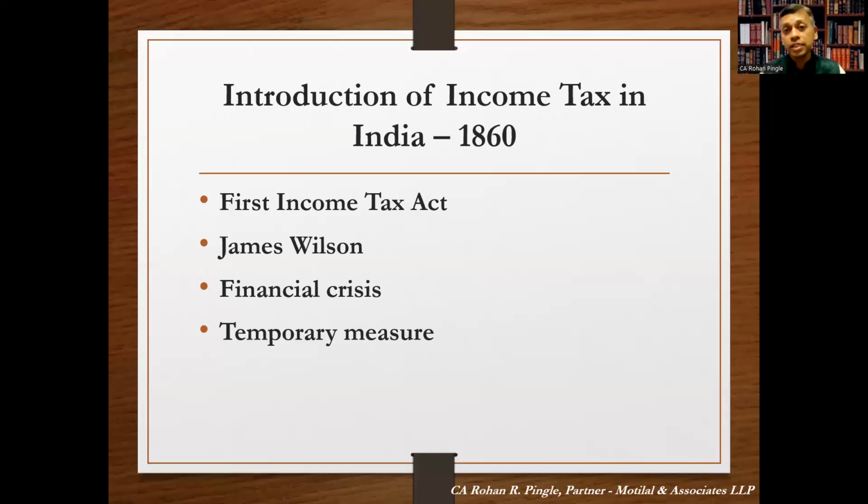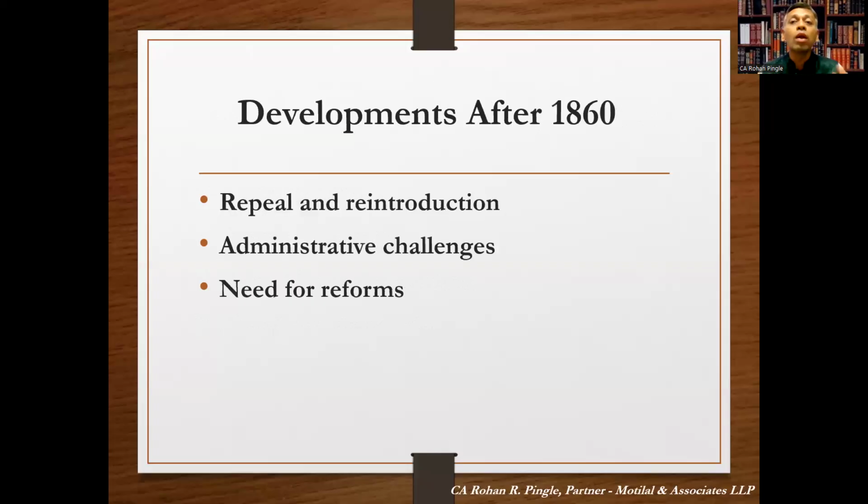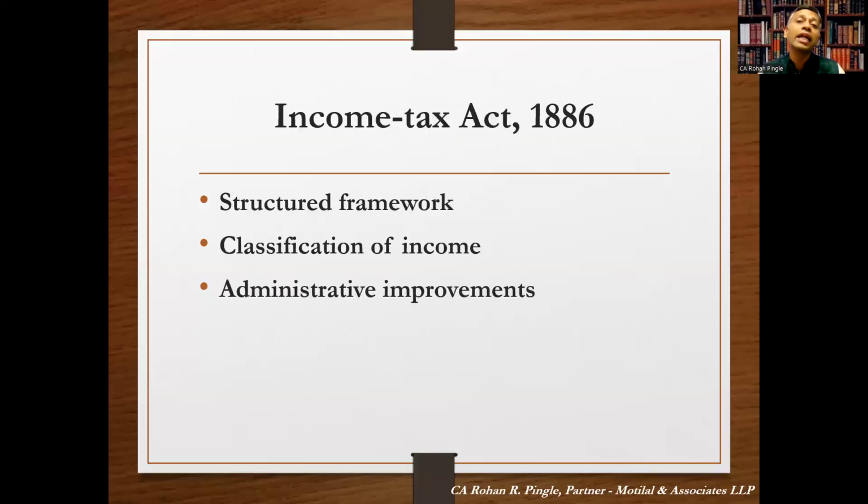1860. Moving further, let's understand developments after 1860. The 1860 Act underwent several changes. Tax laws were introduced, modified, repealed, and reintroduced. Administrative challenges highlighted the need for a more stable legislative framework. And then comes the Income Tax Act 1886, which represented a major advancement over 1860. Key features were a more systematic structure, better classification of income, and improved tax administration. Several concepts developed during this period influenced later legislation.